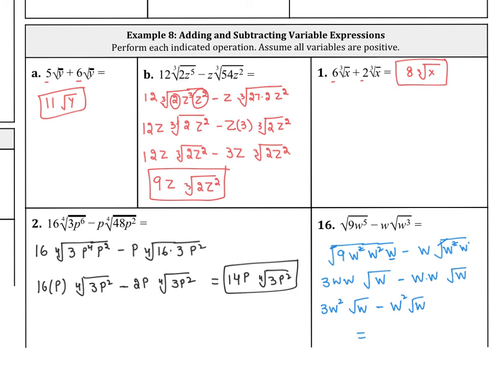Now you have these outer terms that are like terms, so 3w squared minus w squared is going to be 2w squared, and the square root of w and square root of w are like terms, so what you're going to get here is 2w squared square root of w.